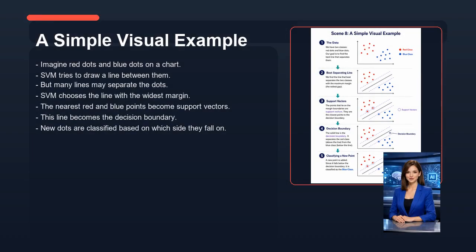Now let's look at a simple visual example. Imagine red dots and blue dots on a chart. SVM tries to draw a line between them. But many lines may separate the dots. SVM chooses the line with the widest margin. The nearest red and blue points become support vectors. This line becomes the decision boundary. New dots are classified based on which side they fall on.